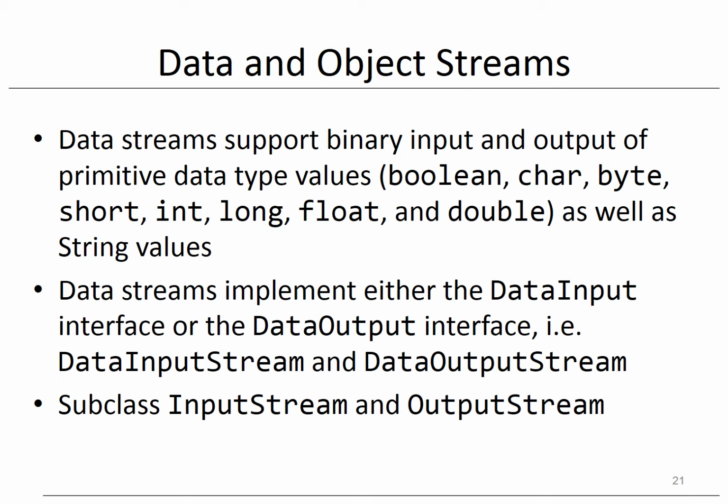Data streams support binary input and output of primitive data types such as boolean, char, byte, short, int, long, float, and double, as well as string values. All data streams implement either the DataInput interface or the DataOutput interface, such as DataInputStream and DataOutputStream. These streams are subclasses of InputStream and OutputStream and are thus a specialization of byte streams.